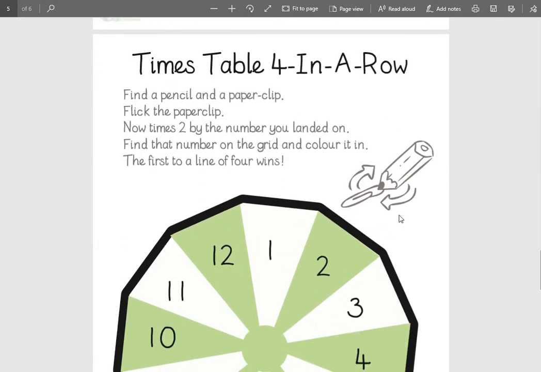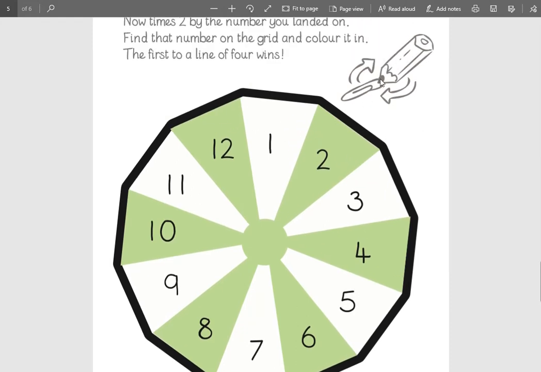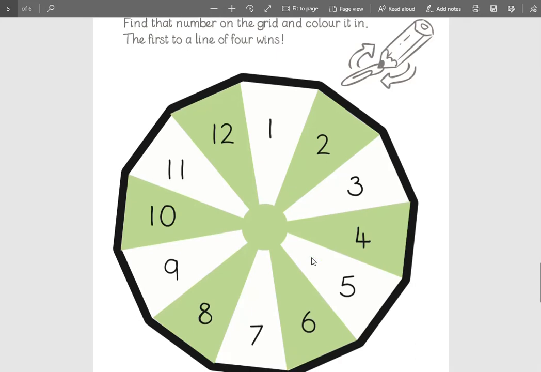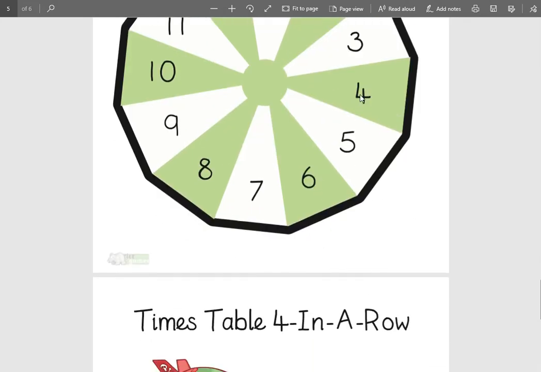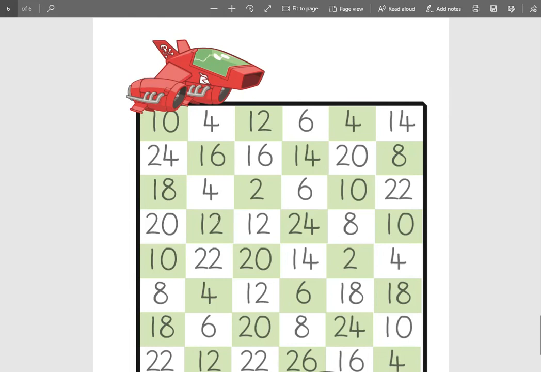When you finish that, you need a pencil and a paper clip. And you just flick it. You put the pencil here, and you put the pencil through the paper clip here, and you can flick the paper clip, and it goes. And whatever number you land on, say I land on 4, I can colour in this chart. What is 2 times 4? 2 times 4 is 8.